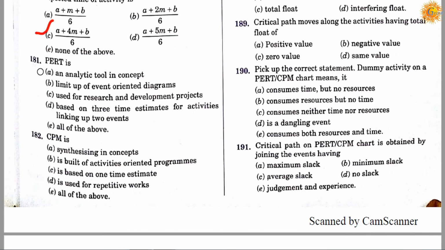Question number 181. PERT is: option A, an analytic tool in concept; option B, a limit of event oriented diagrams; option C, used for research and development projects; option D, based on 3 time estimates for activities linking up 2 events; and option E, all of the above. Correct answer is E. It's all of the above.